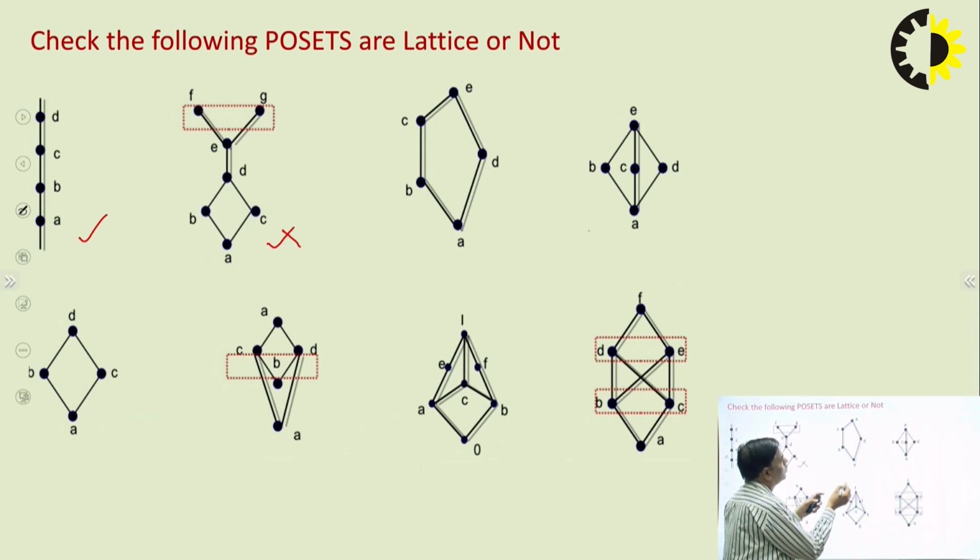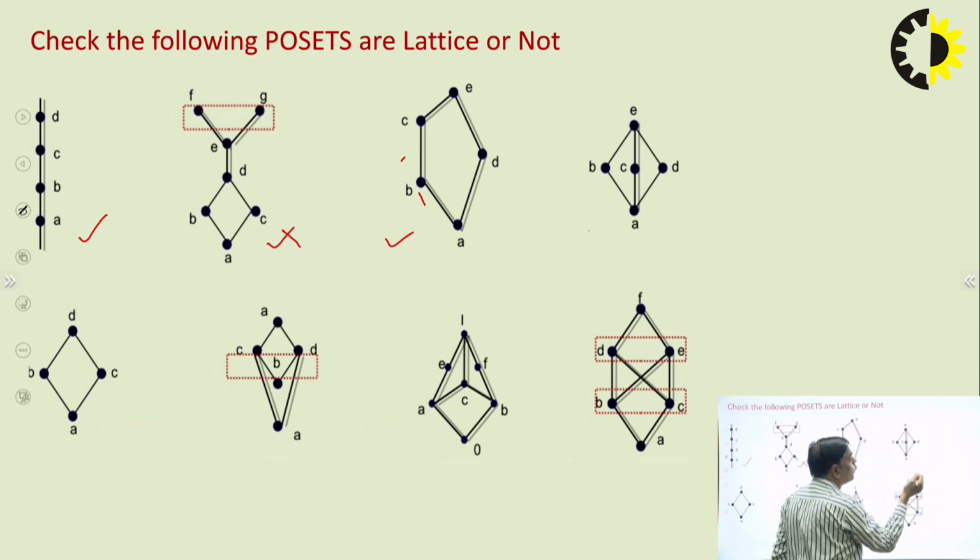Suppose these two elements are not related to each other, but they will join at E and meet at A. So there exists a pair for each and every pair of elements. So this will be the lattice. This structure I have already told you: if the elements are in a straight line or on the same path, then there always exist the LUB and GLB. But mainly we have to focus on when the elements are not related to each other.